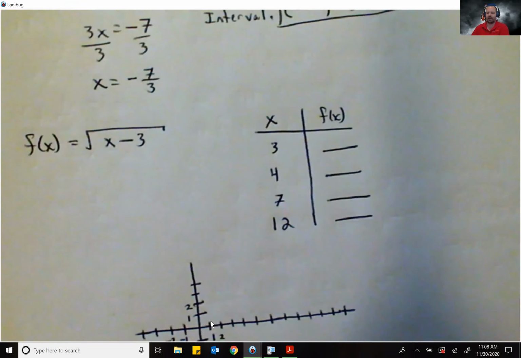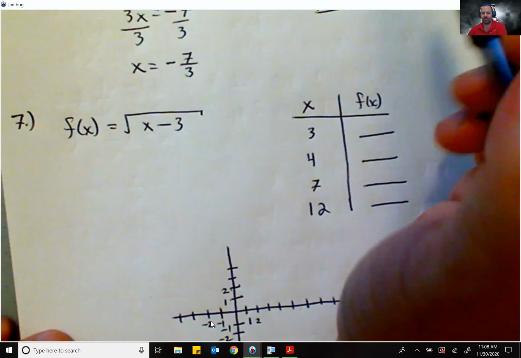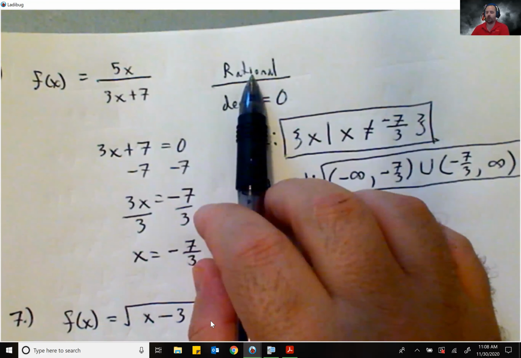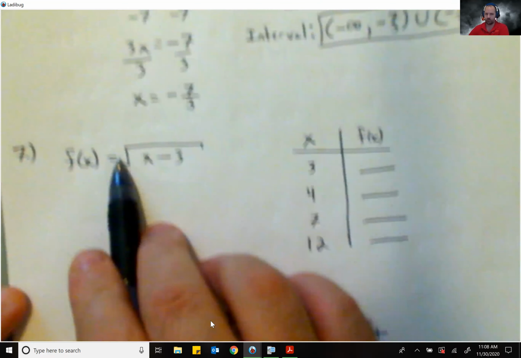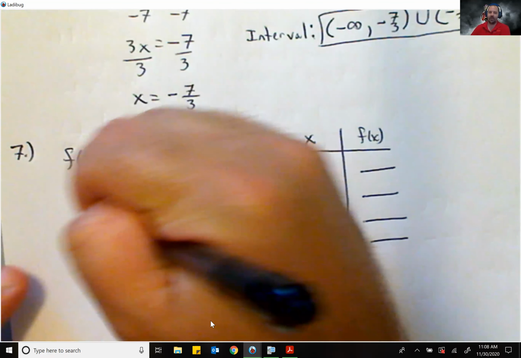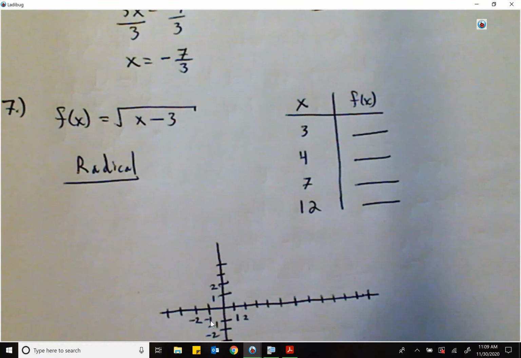So let's talk domain. Again, from before, we always assume our domains are all reals, except when we're a rational or we are a radical. How do we find the domain of a radical? What are we going to do? Remove the square root. We're going to remove the square root.